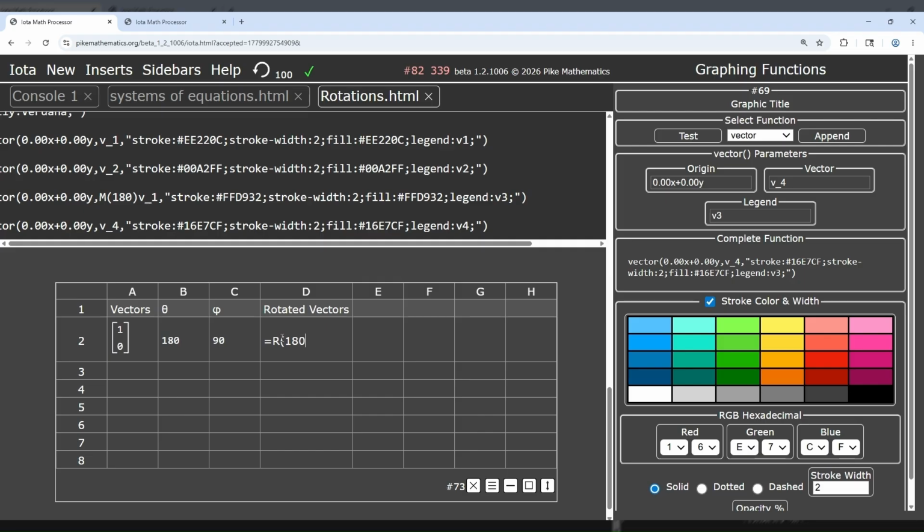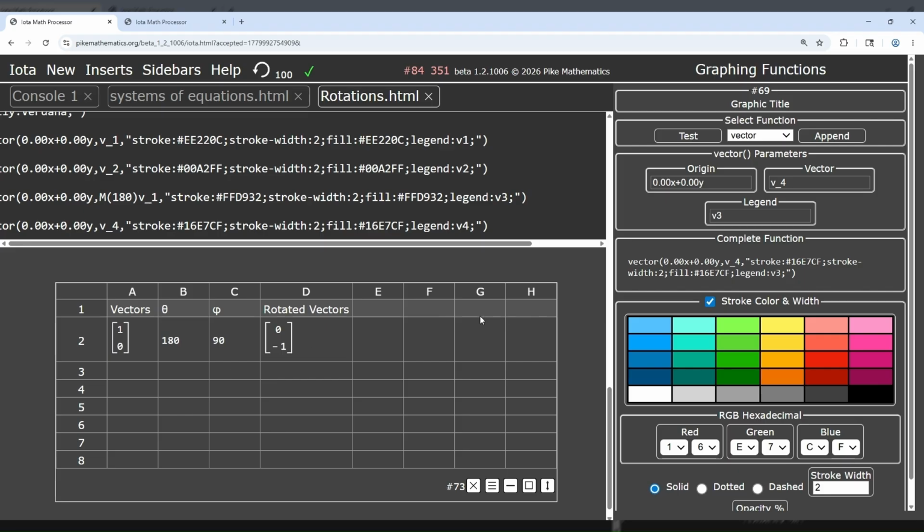Here's a smarter way to do it. We went to all the trouble of making a table, so we're going to reference the cells. Instead of writing in 180, I'm going to reference B2. Instead of writing 90, I'm going to reference C2. And instead of writing V underscore 1, I'm going to reference A2. Let's see what we get. There we go. It rotated the X unit vector and basically turned it into the negative Y unit vector.